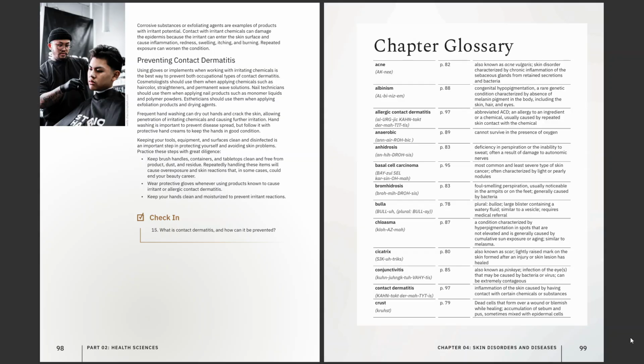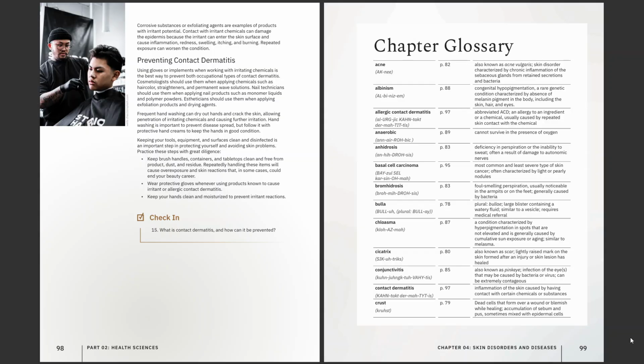Bulla, plural bullae, a large blister containing a watery fluid similar to a vesicle, requires medical referral. Chloasma, a condition characterized by hyperpigmentation in spots that are not elevated and is generally caused by cumulative sun exposure or aging, similar to melasma. Cicatrix, also known as a scar, lightly raised mark on the skin formed after an injury or skin lesion has healed.